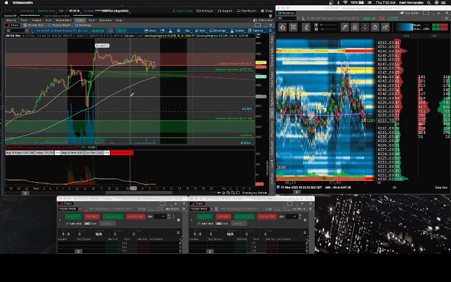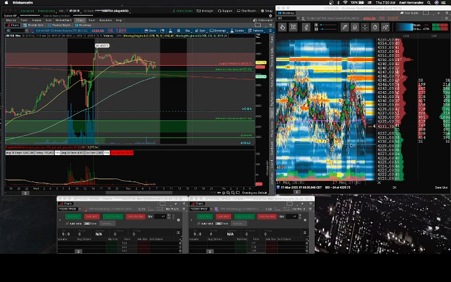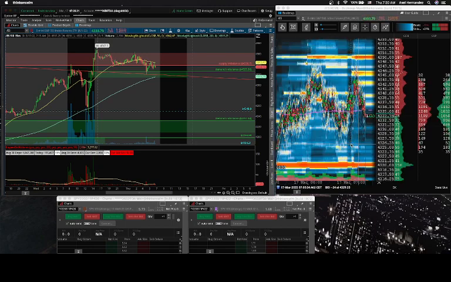So that's it. And then to the right of me, I have Bookmap. It adds confirmation to my zones. Honestly, it's very, very helpful.